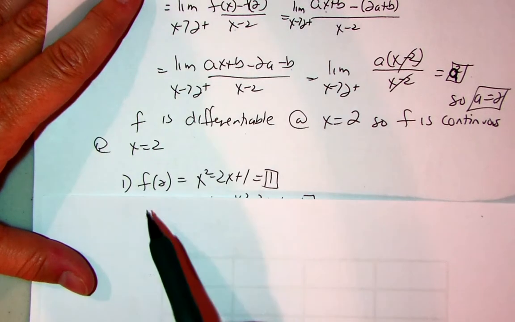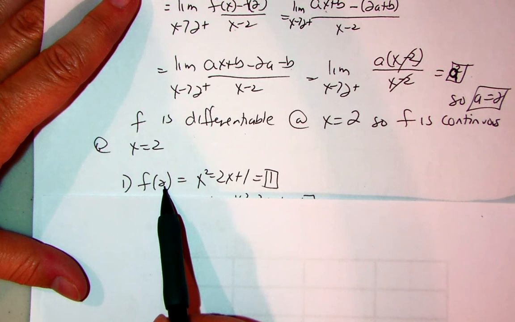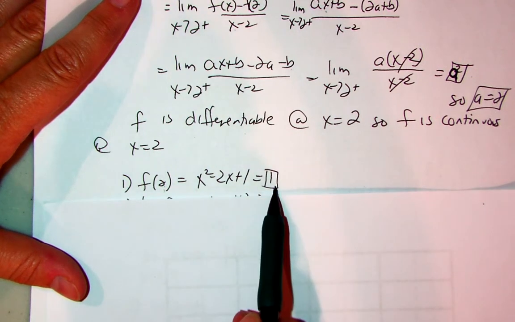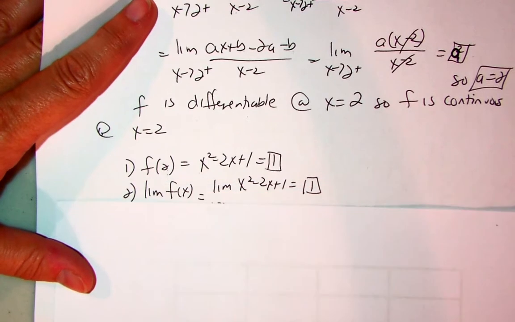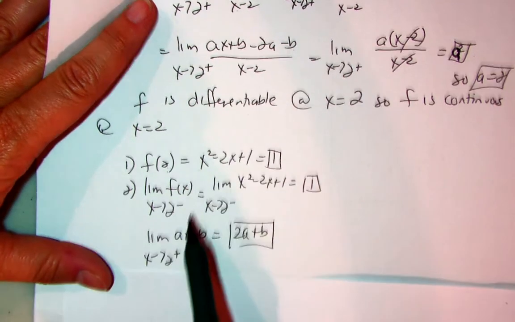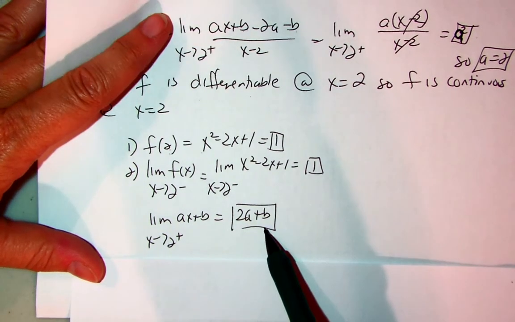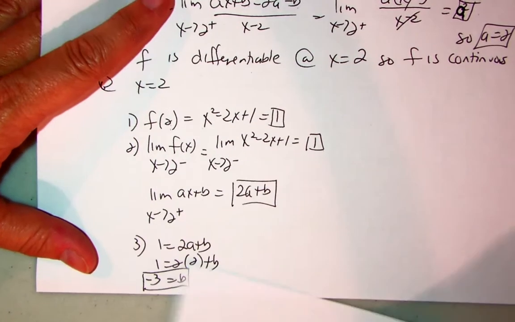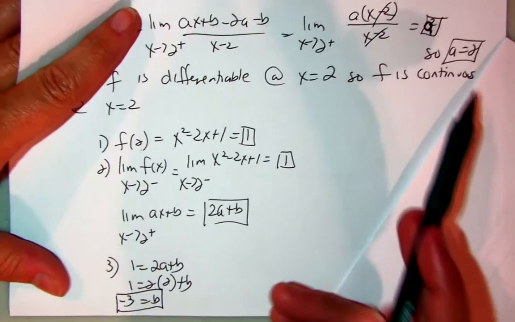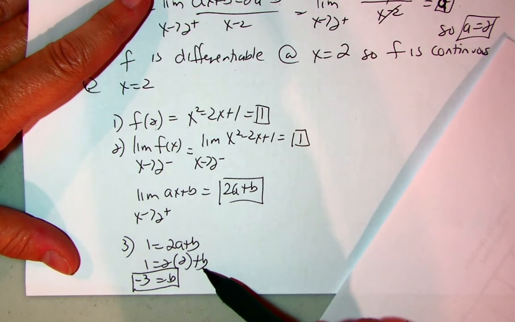Remember the steps for being continuous? Step 1, I have to go find f of 2. So for 2, I pick that right piece, and I get 1. Next, the limit of f of x must exist. So I'm going to go from the left and from the right, and those two are going to be equal to each other. And I already know what a is. We found out up here that a is equal to 2. You substitute it in, and then you're able to find the other one.